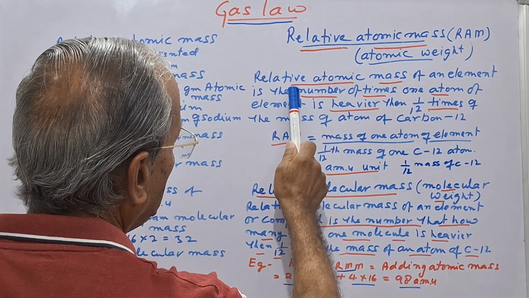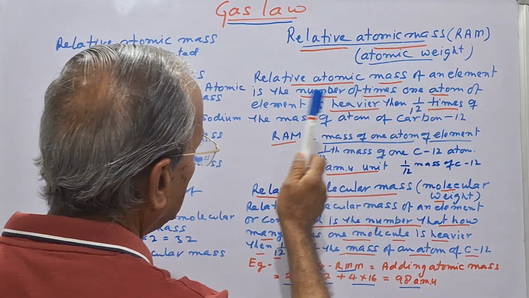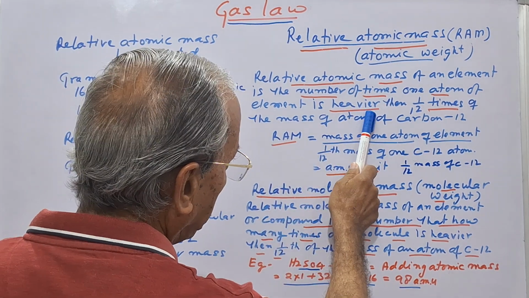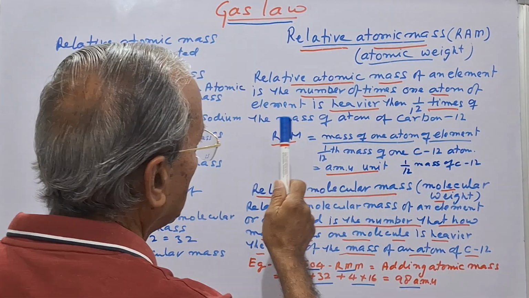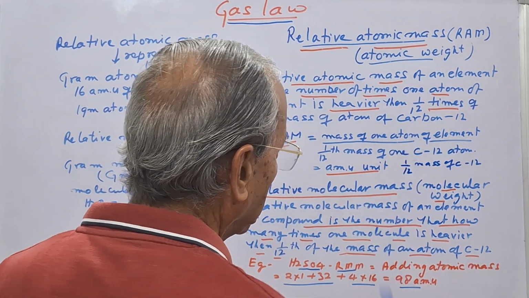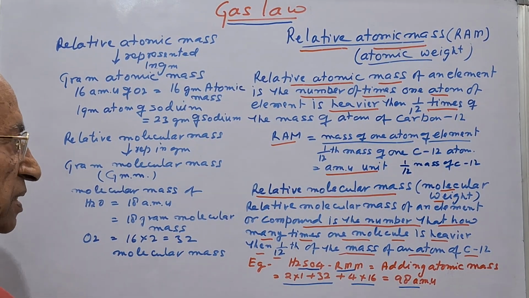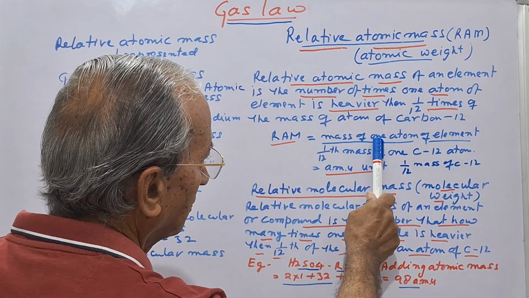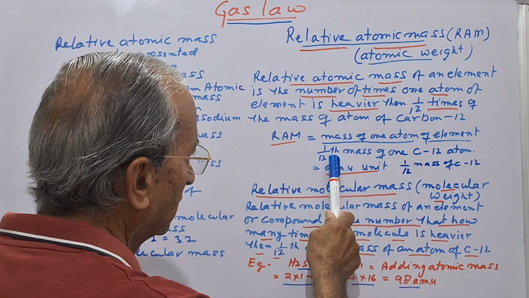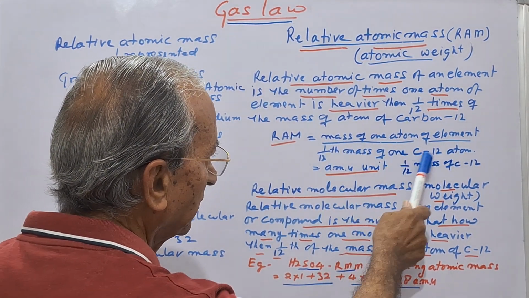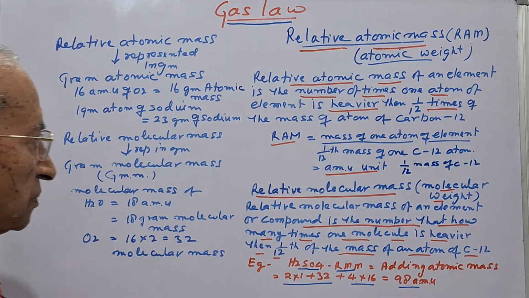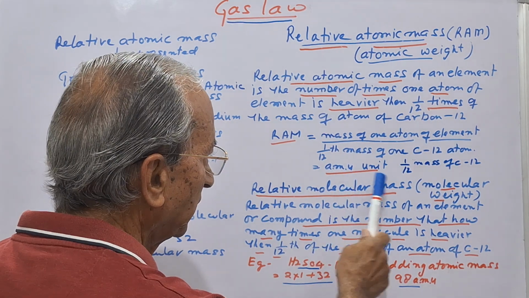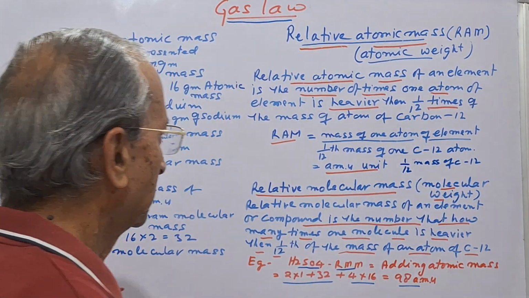Again listen, the relative atomic mass of an element is the number of times one atom of the element is heavier than 1/12 of the mass of the atom of carbon 12. Here carbon 12 is taken as a standard. So RAM is equal to the mass of one atom of the element upon 1/12 of the mass of one carbon 12 atom. And its unit is AMU, that is 1/12 of the mass of carbon 12.